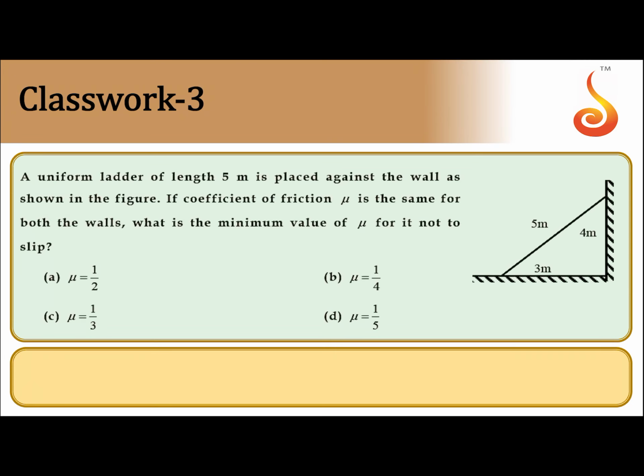Example 3. A uniform ladder of length 5 meter is placed against the wall as shown in the figure. If the coefficient of friction mu is the same for both the walls, what is the minimum value of mu for it not to slip?